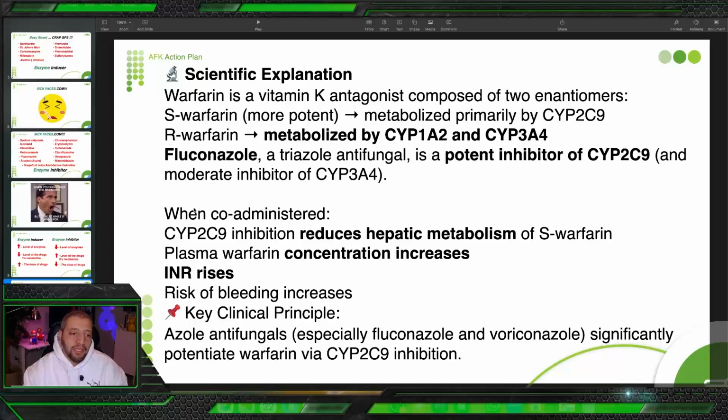So what's going to happen here? When co-administered together, the CYP2C9 inhibition reduces hepatic metabolism of S-warfarin, which increases the plasma warfarin concentration, which leads to an increase in INR because the patient's blood will become more watery, which increases the risk of bleeding for this patient. So azole antifungals, especially fluconazole and voriconazole, significantly potentiate warfarin via CYP2C9 inhibition.